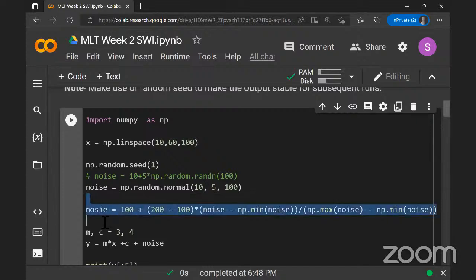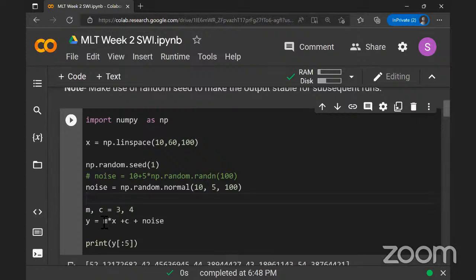Something which is not necessary as of now, you will study min-max scaling in practice. So, any questions so far? What we have done in this?